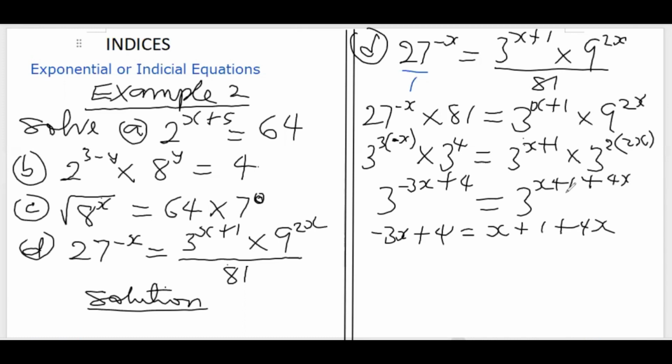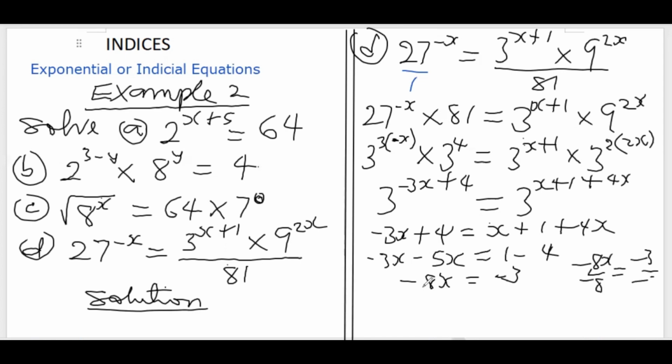You can now solve this linear equation by collecting like terms. So you have negative 3x. This one, x plus 4x is already 5x. Move 5x to the other side, you have minus 5x equals 1 minus 4. This gives us negative 8x equals negative 3. So from here, we can divide both sides by the coefficient of x, which is negative 8. And that will give us negative 8x over negative 8 equals negative 3 over negative 8.